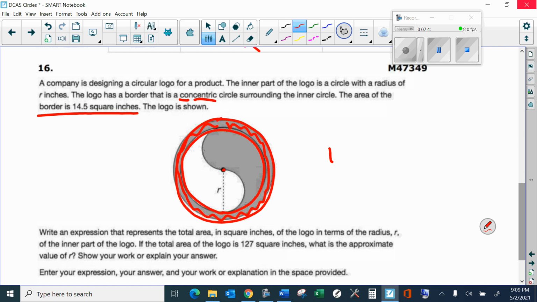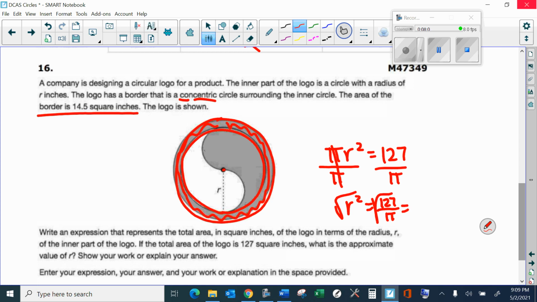So we have area is pi r squared. It tells me it's approximately 127 square inches. Okay, so I'm going to divide by pi, and then I have to take the square root to get r. So this is the approximate value. So we're going to round it and show you where to explain your answer.